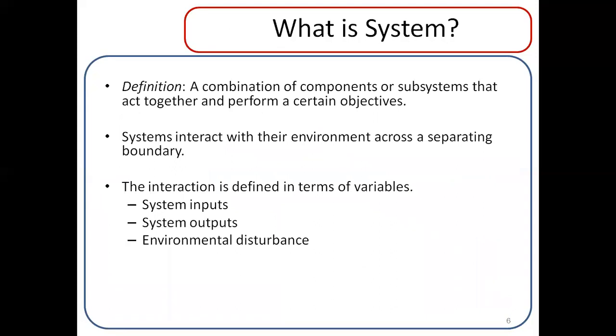The basic definition: a combination of components or subsystems that act together to perform certain objectives. So what are the objectives that we are having, and how far the environmental access is taking place, and interaction defined in terms of variables. So that will have the operational criteria. It may be done in closed conditions or else open conditions. So most probably in the industrial field, almost all the criteria will be followed as per the open control parameters.